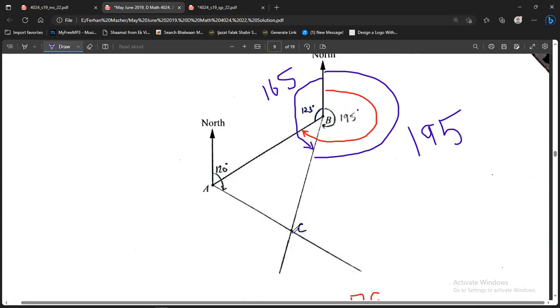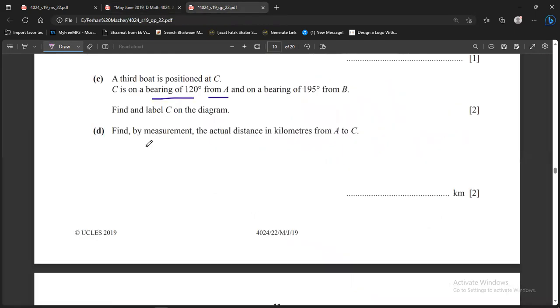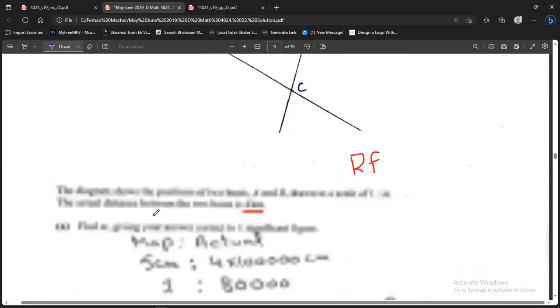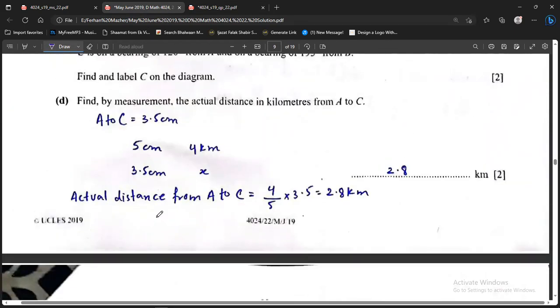Where these two lines will intersect, that is the point C. This is how this is done. Okay, then the question is, find by measurement the actual distance in kilometers from A to C. So measure it actually from A to C, and then we will convert this with the help of scale. When I measured it, it was 3.5 centimeter.